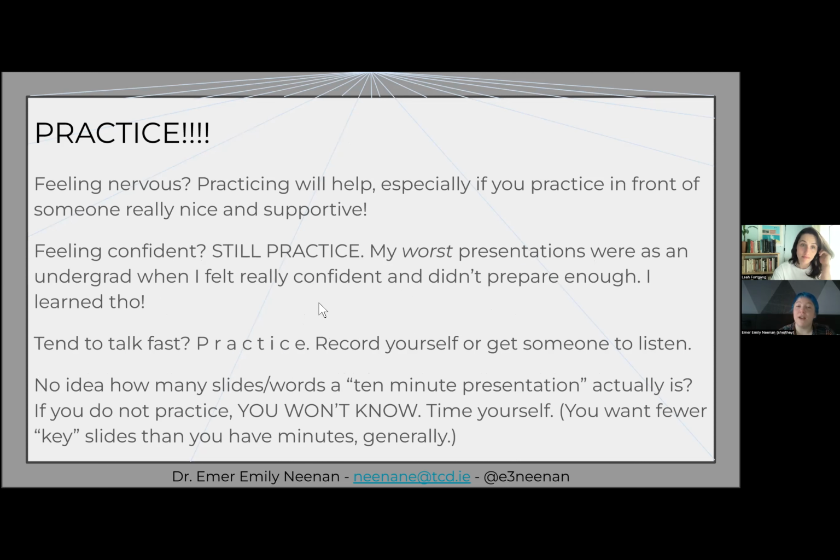If you are feeling nervous, practicing will really, really help. Do it by yourself. Then do it in front of a mirror, then do it in front of your favorite, softest, nicest person, then do it in front of a slightly less nice person, work your way up. If you're feeling confident, you should still practice. My worst presentations were when I thought that it would be fun and I didn't practice. If you tend to talk too fast or talk too slow or find it difficult to find your train of thought, practice. And if you are given a time limit, please, for the love of fuck, stick to the time limit. It's so annoying, and I know I haven't done that, we're over time now, but if you are at a conference especially, don't use up other people's time.